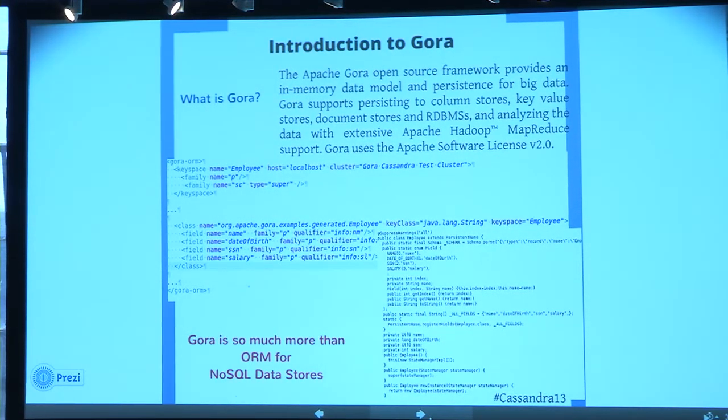The point I want to get across here is that people who have been familiarized with frameworks like Hibernate, etc., will have seen the generation of Java beans or whatever, and mapping this stuff. Gora, however, I like to think of as much more than just an ORM. Well, it's not relational for starters, and simply because it supports Hadoop MapReduce out of the box, there's much more that can be done with it.